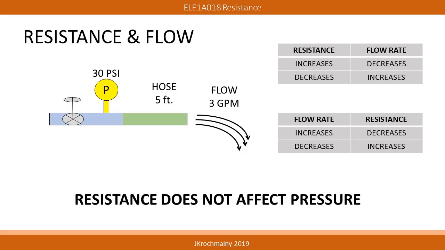We can also look at the relationship from the flow's perspective. If there was an increase in flow rate, we can determine that there was a decrease in resistance. If there was a decrease in flow rate, we can determine that there was an increase in resistance.